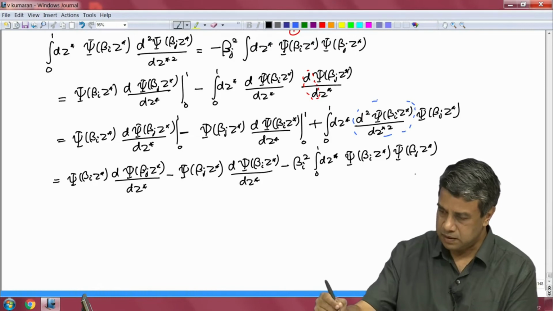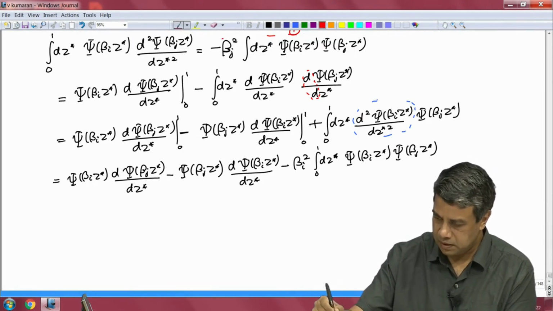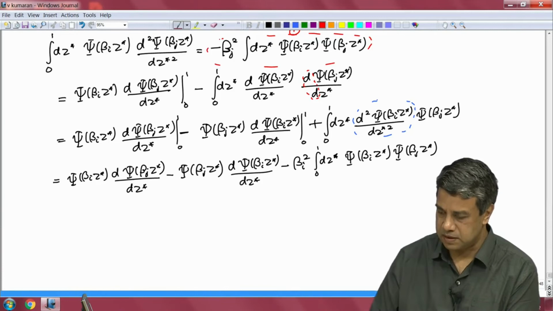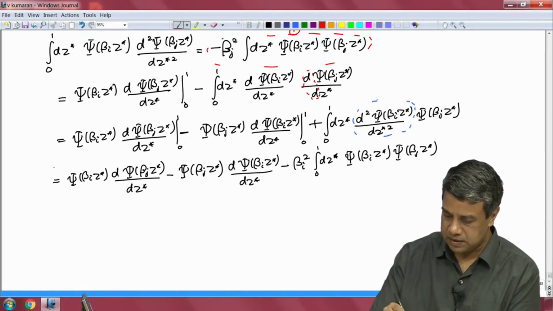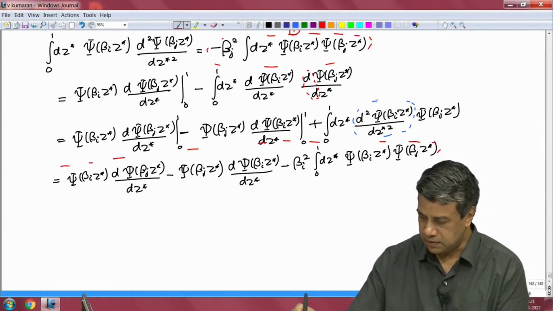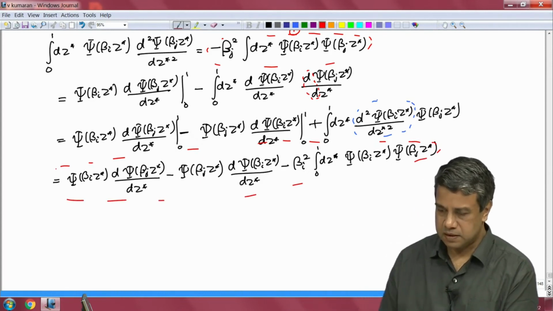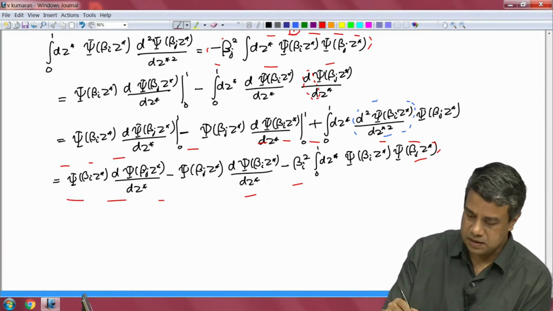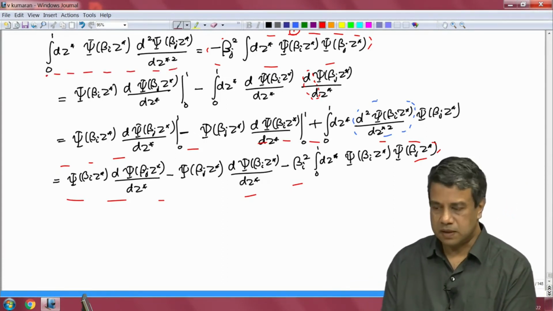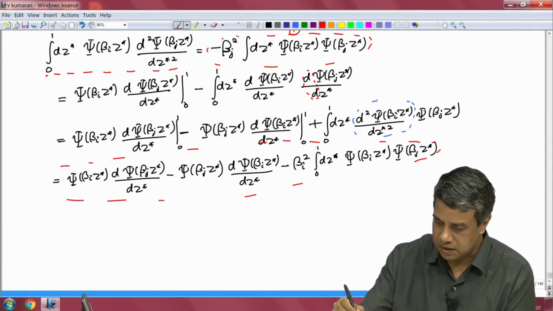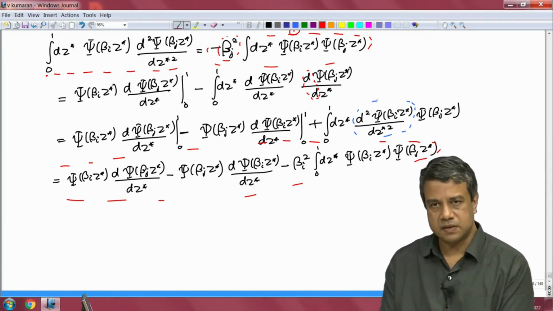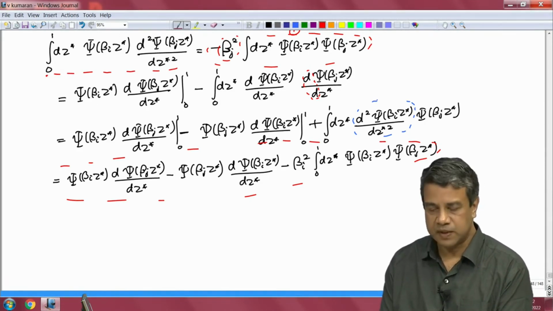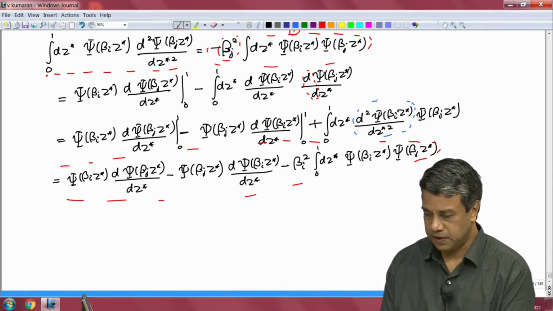Note that this term here, this number 1, which we had here, minus beta j square into this, is equal to this entire thing, because these were just two different ways of simplifying this same initial expression. The first one by just substituting beta square times psi for d square psi by dz square. The second one used integration by parts. So, these two are equal.